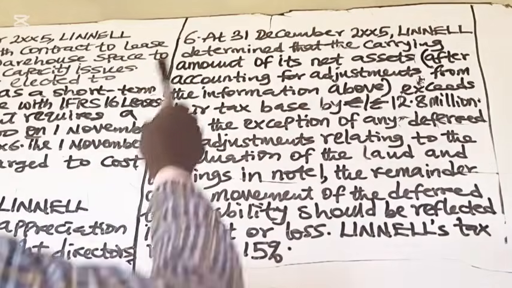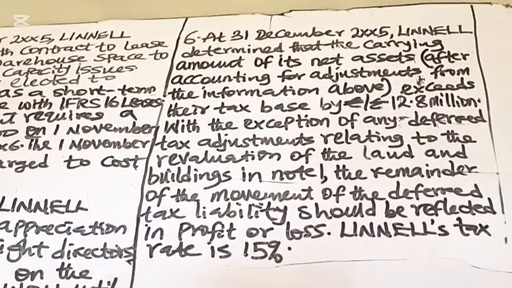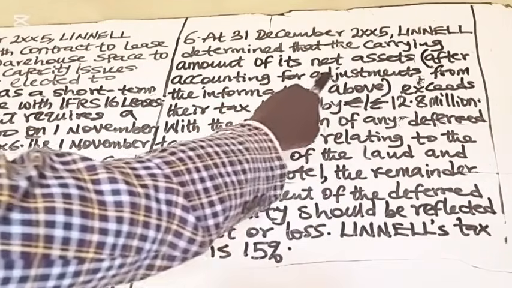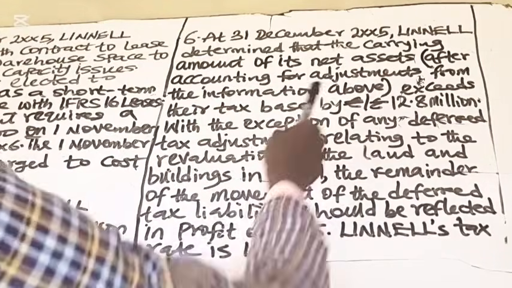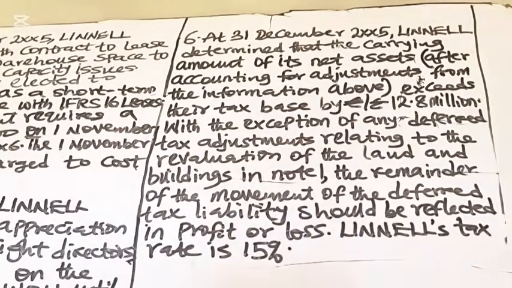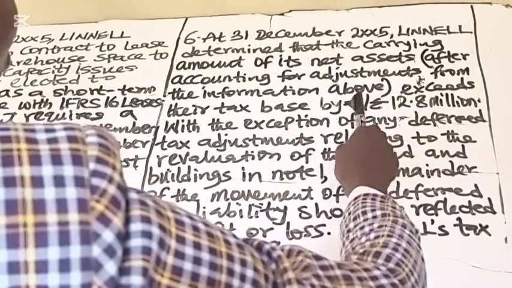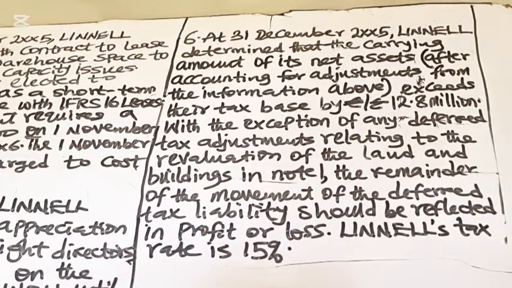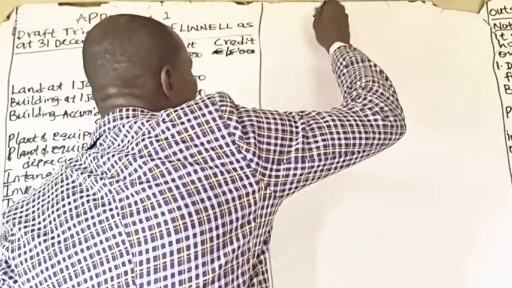Note 6. At 31st December 2005, Linen determined that the carrying amount of its net assets, after accounting for adjustments from the information above, exceeds their tax base by 12.8 million euro, with the exception of any deferred tax adjustments relating to the revaluation of the land and buildings in Note 1. The remainder of the movement of the deferred tax liability should be reflected in profit or loss. Linen's tax rate is 15%. Solution to the question.